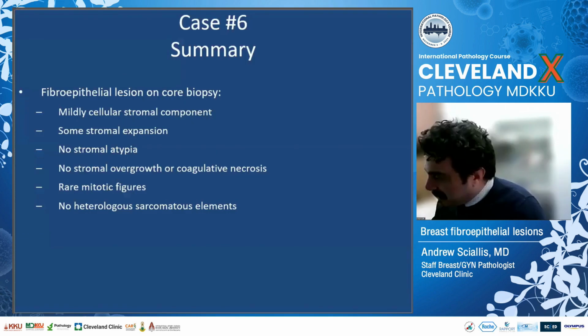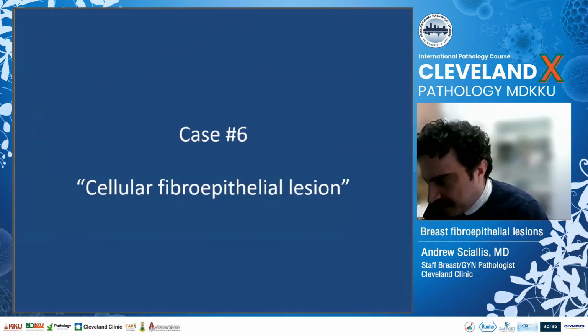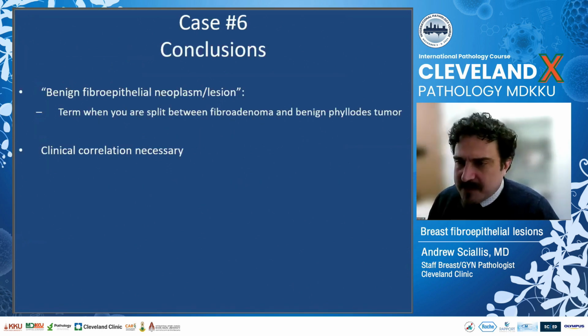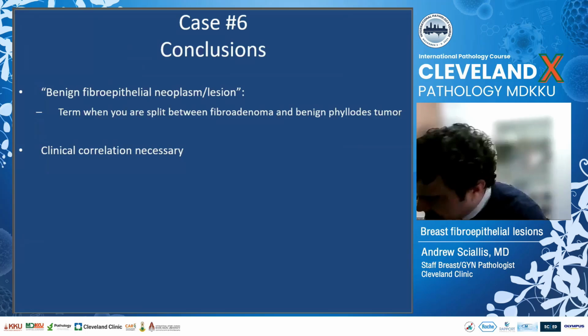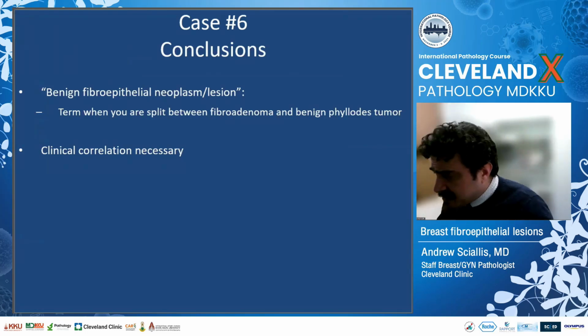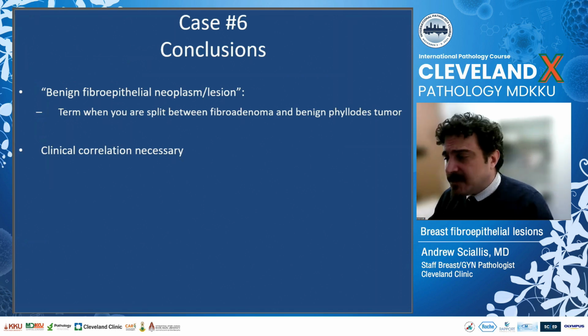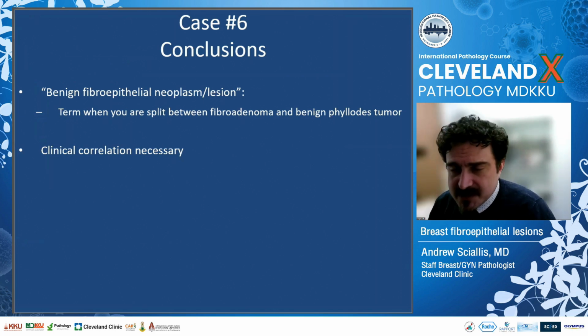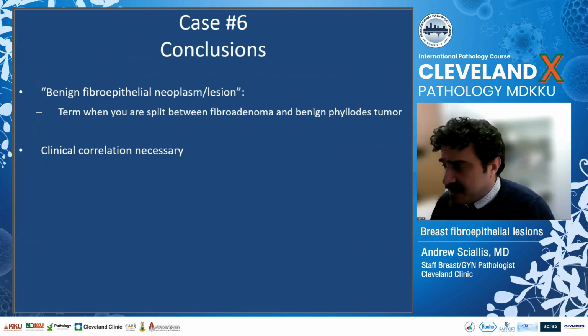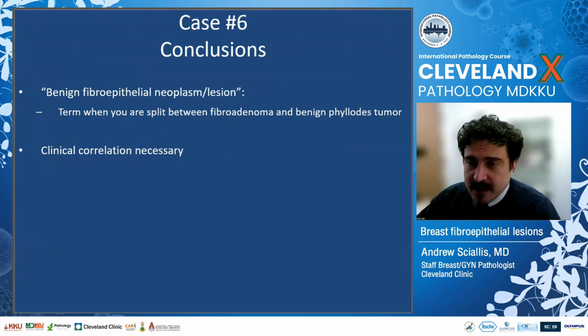This ended up being put in the category of cellular fibroepithelial lesion. That's the term we use when we are split between a fibroadenoma and some sort of phyllodes tumor, usually benign. Clinical correlation is necessary, and there's really no getting around this. Even if you were to do molecular testing on this and find a MED12 mutation, it has no clinical significance because you could see that in a fibroadenoma as well as phyllodes tumors.